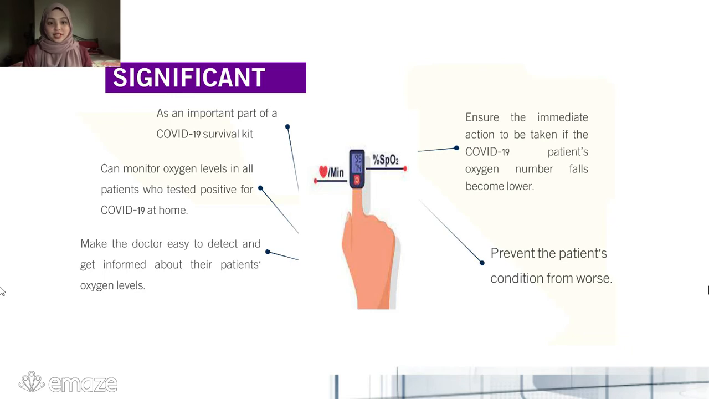The significance of this project: first, as an important part of a COVID-19 survival kit. Second, it can monitor oxygen levels in all patients who tested positive for COVID-19 at home. Third, it makes it easy for the doctor to detect and get informed about their patients' oxygen levels. Fourth, it ensures immediate action can be taken if the COVID-19 patient's oxygen level falls lower. And lastly, it prevents the patient's condition from getting worse.